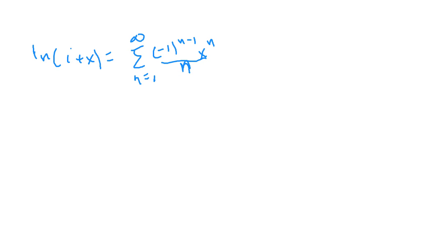So if I want the Maclaurin series for the natural log of 1 plus x squared, I'll just substitute in x squared for x.